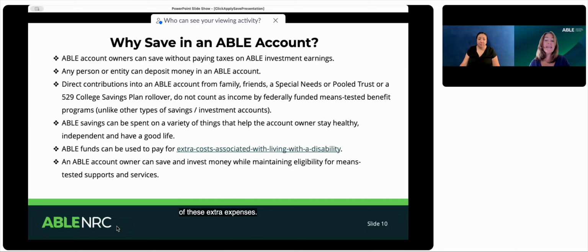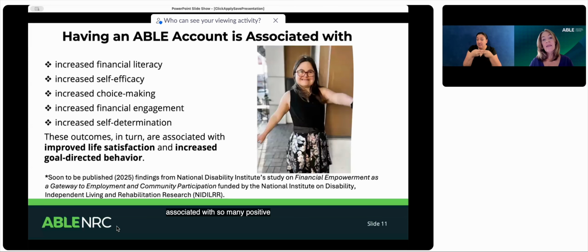Additionally, the good news is that having an ABLE account is associated with so many positive attributes. On the next slide, you'll see that ABLE is correlated with increased financial literacy, increased self-efficacy, believing that you can save, increased choice-making, increased financial engagement, and increased self-determination. And all of these outcomes in turn are associated with improved life satisfaction and increased goal-directed behavior. And NDI will be publishing these findings later this calendar year through a NIDLR project.